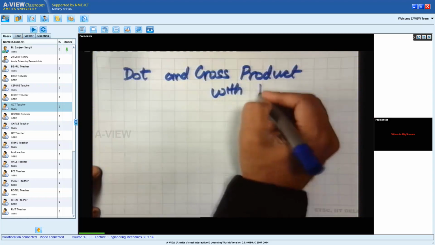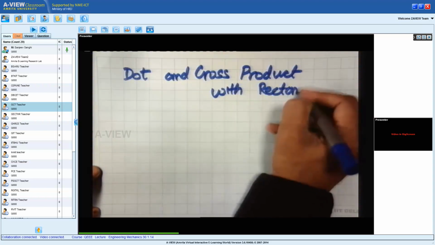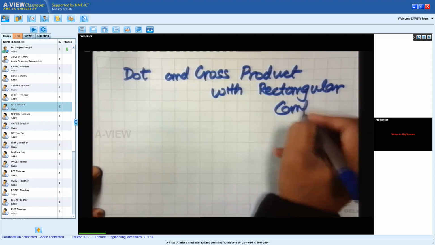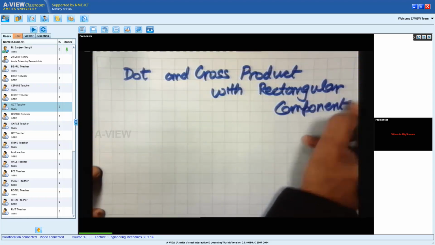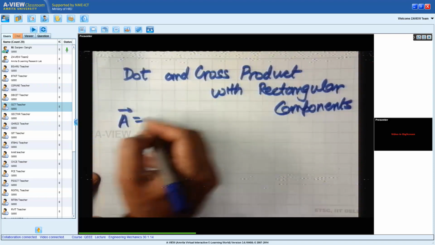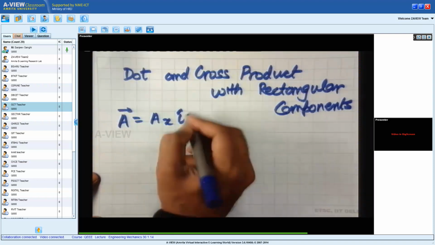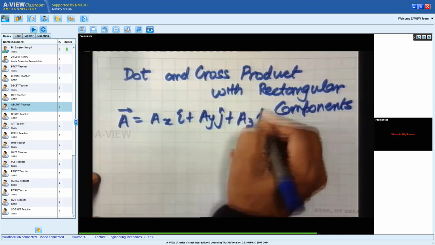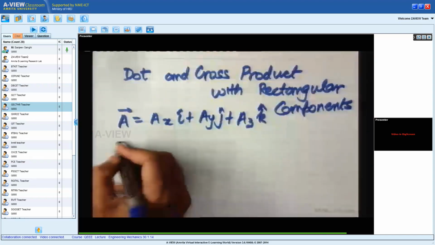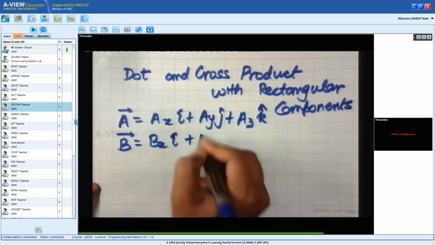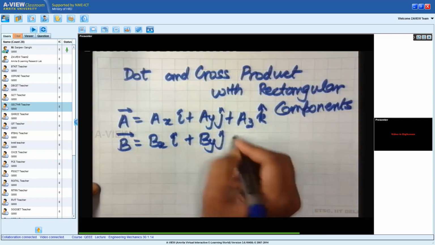with rectangular components. So for example, I have a vector A. This is equal to AXI plus AYJ plus AZK. I will take the three components now, and we have a vector B. This is equal to BXI plus BYJ plus BZK.